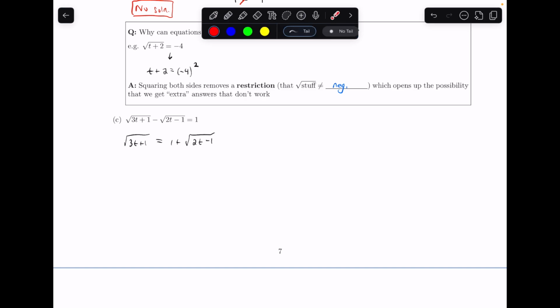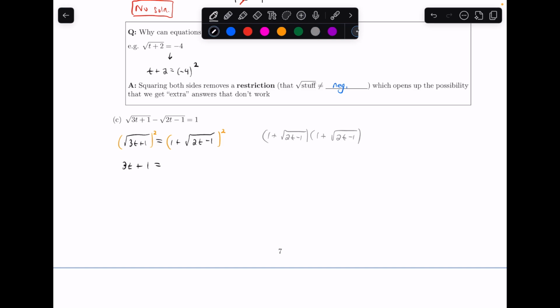Okay, now let's square both sides. So square the left, square the right. When I do that, on the left I'll get 3t plus 1, because that square root will cancel. And on the right, again, it's really tempting to try to distribute the power to each of these, but I cannot do that because these terms are being added. I cannot distribute a power when adding or subtracting terms. Instead, I have to write this as 1 plus the square root of 2t minus 1 times another 1 plus the square root of 2t minus 1, and then FOIL this out.